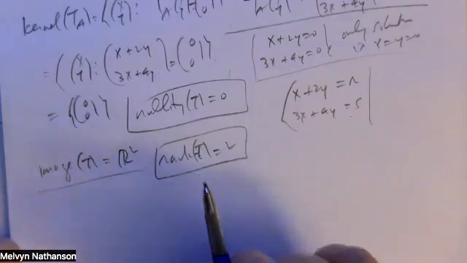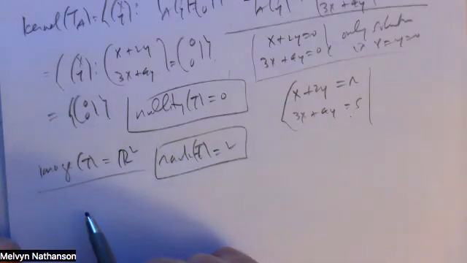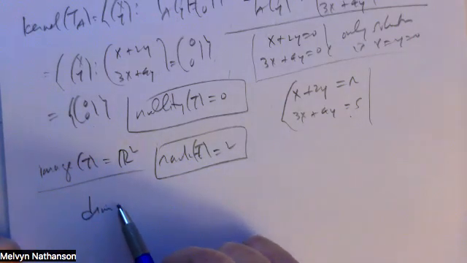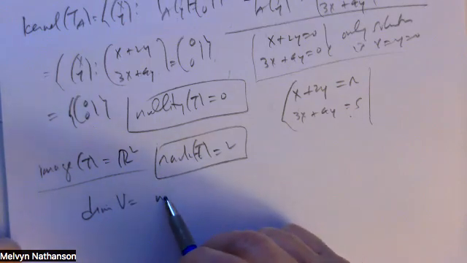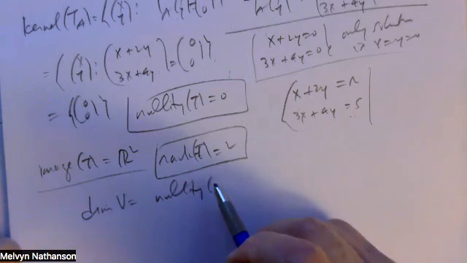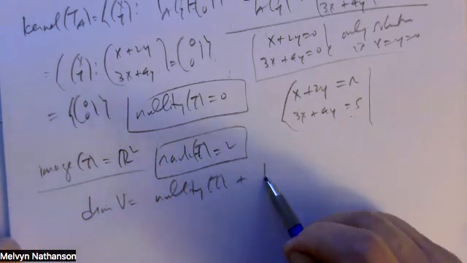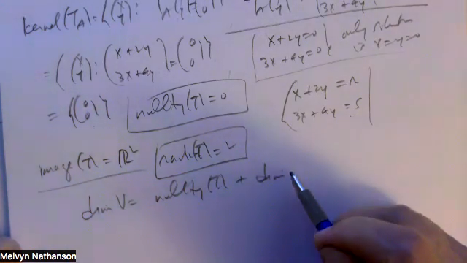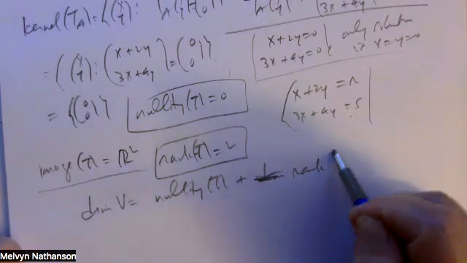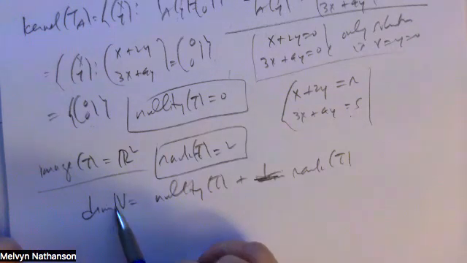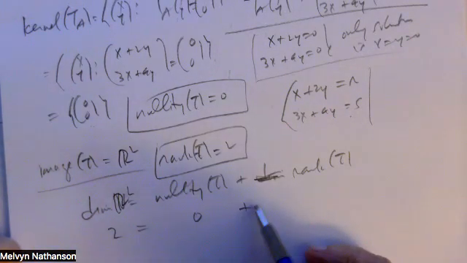And it's also consistent with the theorem that says the dimension of any vector space is the dimension of the kernel, which is the nullity, plus the dimension of the image, which is the rank. And in this case, we're in R2. The dimension of R2 is 2, and 2 is 0 plus 2.